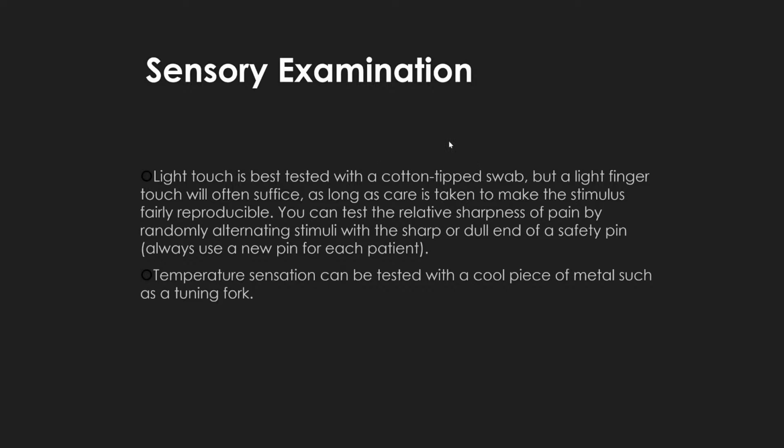For best results, you can use a thing called a monofilament, and in fact this is just a plastic string which is certified to bend under specific pressure only. It is straight at 2 gram, 3 gram, 4 gram, but it bends at 5 gram. And for diabetic patients, there are even sets of monofilaments calibrated for different pressures.